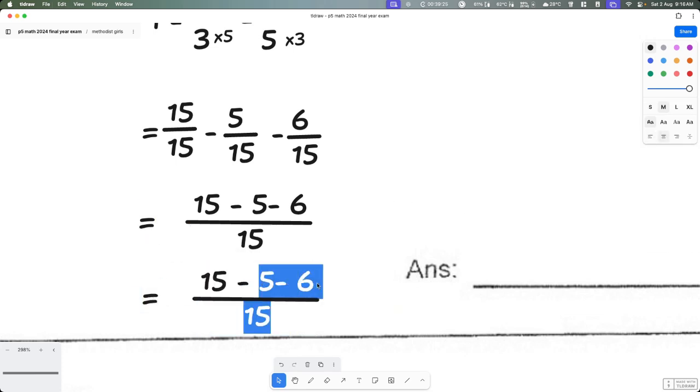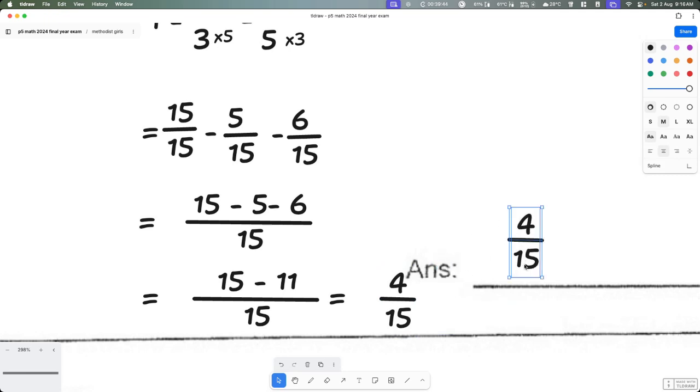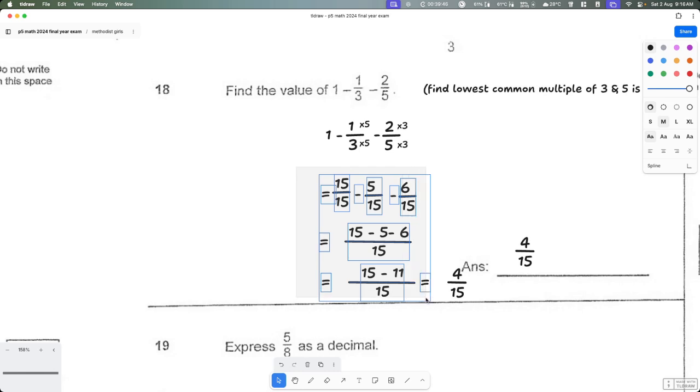And what is 15 minus 11? This will give us 4. 4 out of 15. We can't simplify it any further, but that's the answer to this question. 4 out of 15. All right, so the answer is 4 out of 15. There you go.